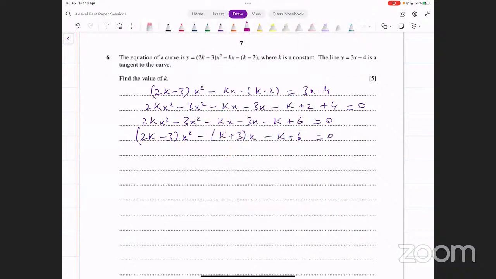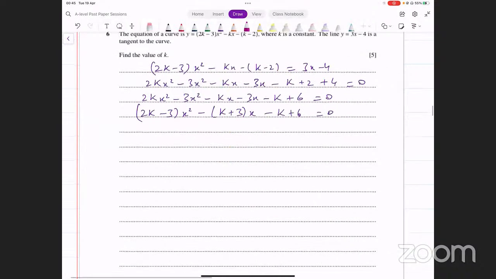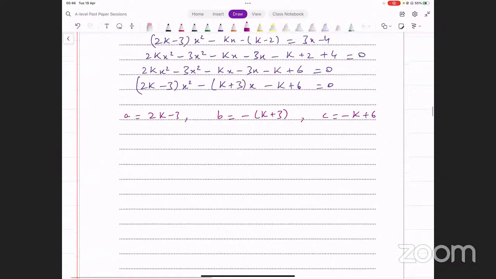अब क्या करना है? आपको discriminant equal to 0 करना है. What you can do is write down the values of a, b, and c first. A should be 2k minus 3. B is minus into (k plus 3). And c is minus k plus 6. You say b square minus 4ac is equal to 0. And that gives you minus into (k plus 3) whole squared minus 4 into (2k minus 3) into (minus k plus 6). That should equal 0. इस equation को solve कर लेंगे.